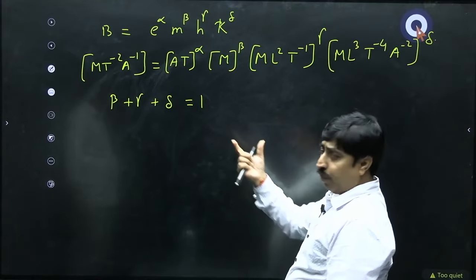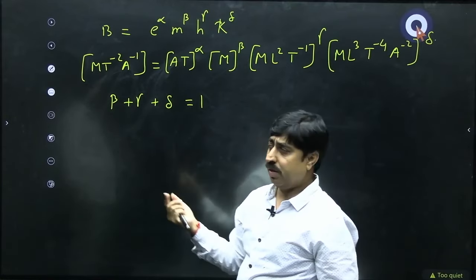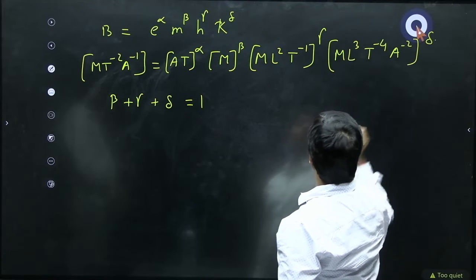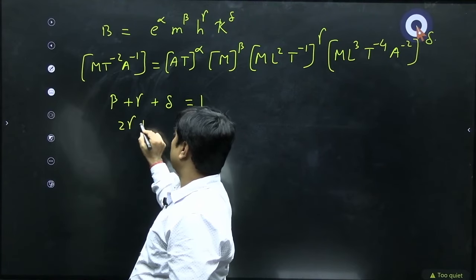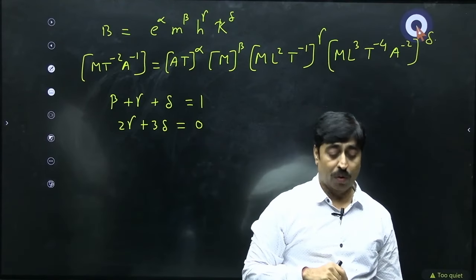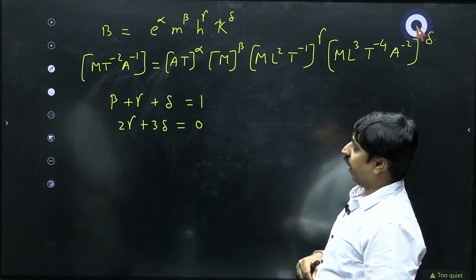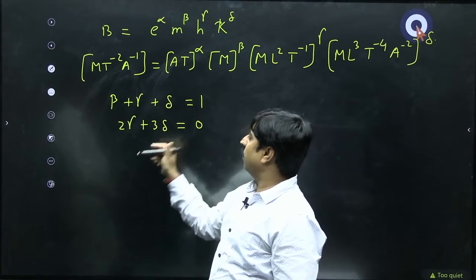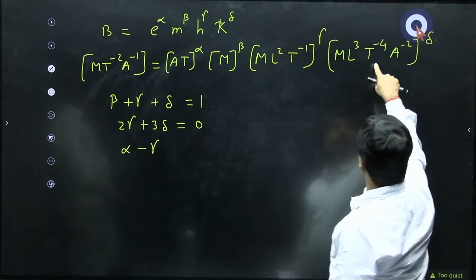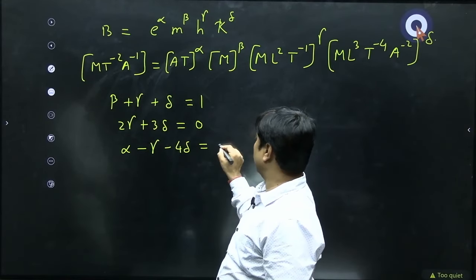Similarly, let us compare the dimension of length. Here there is no length. So, dimension of length in the dimensional formula of B is 0, and on the right hand side it is L raised to the power 2 gamma, L raised to the power 3 delta. So, 2 gamma plus 3 delta must be equal to 0, because there is no length on the other side. Then compare the dimensions of time. It is minus 2 over here, and it is alpha, time raised to the power alpha, then it is minus gamma, and then it is minus 4 delta, and this must be equal to minus 2.